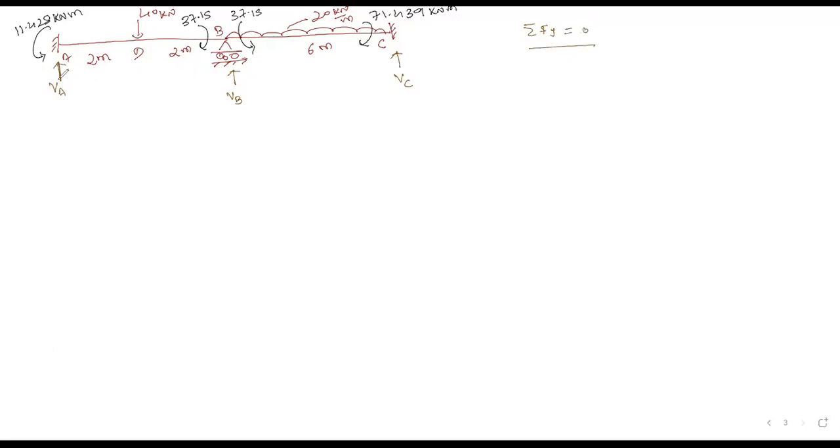Starting from left side, VA is going in upward direction. For this calculation, upward force will be treated as positive and downward force as negative. So plus VA minus 40 plus VB minus, we need to convert this uniformly distributed load into point load, that is nothing but 20 into 6. I hope all of you know these calculations. Plus VC, that should be equal to 0.